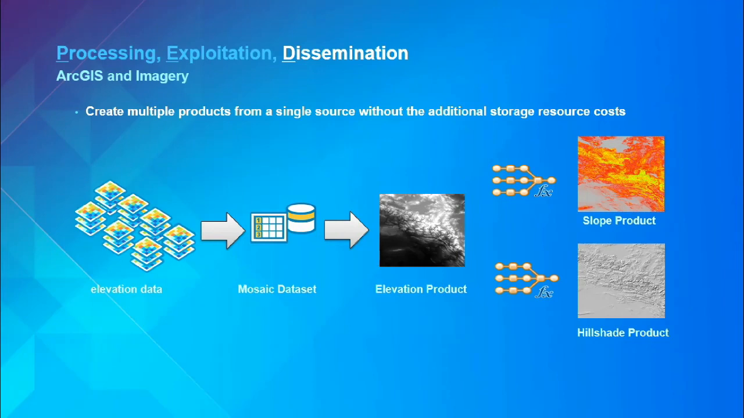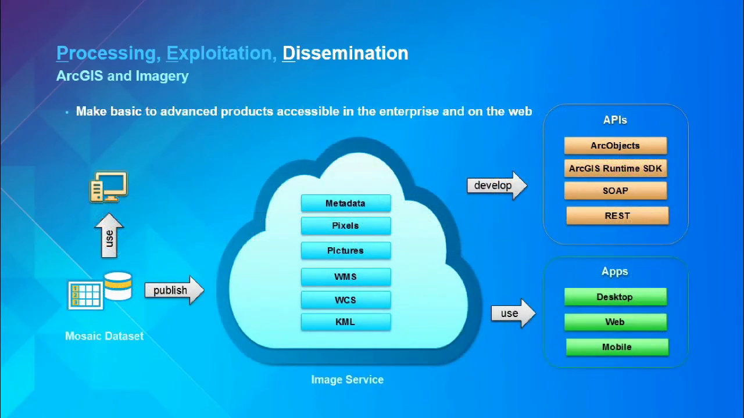Similarly with imagery, I might have a Mosaic dataset of Landsat imagery or WorldView imagery, but then I would also want to be able to publish out NDVI or other vegetation indices, right? Maybe pan sharpening. I can do all of that against one Mosaic dataset.